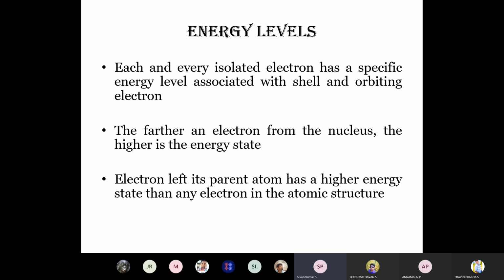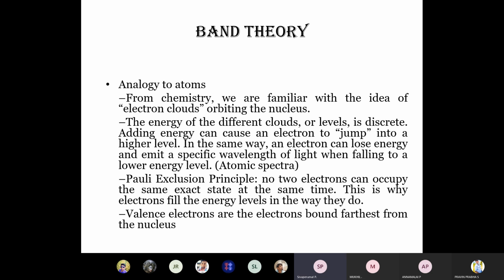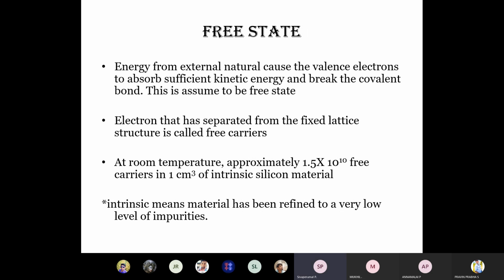Okay, so each and every isolated electron has a specific energy level associated with the shell and orbiting electrons. The further an electron is from the nucleus, the higher the energy state. An electron that has left its parent atom is a high energy system. These are the analysis parts from the chemistry side. The free state was already explained, so I skip that.